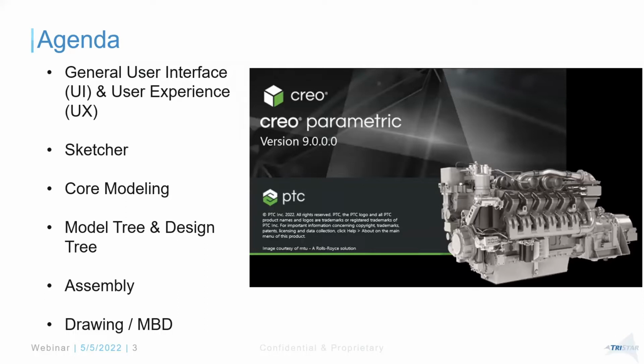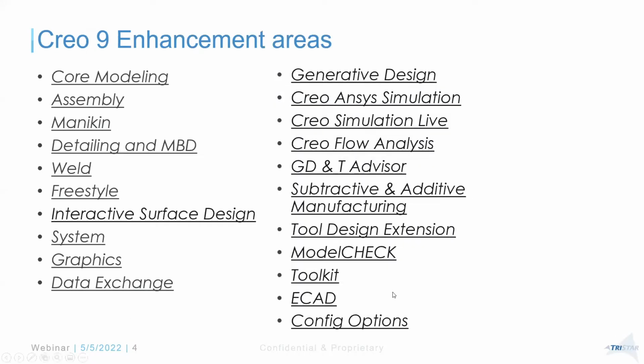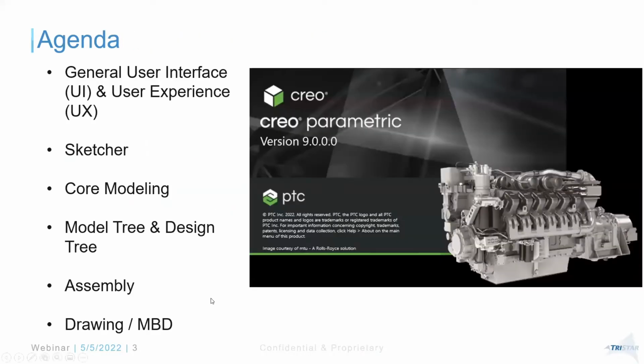With a yearly release cycle, PTC is doing incremental changes, but it doesn't mean that only these areas have been enhanced. To give you an idea, I've listed out all the modules where they have made enhancements. There might be one or two here and there, like one enhancement in the weld module to allow export of XML files for robotic offline programming, for robotic welding, for example. They've touched many of the modules as you can see here, but for my demonstration and deeper dive into the enhancements, we'll just go over the core areas.